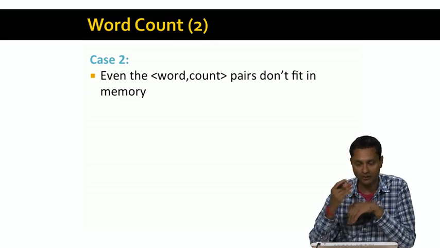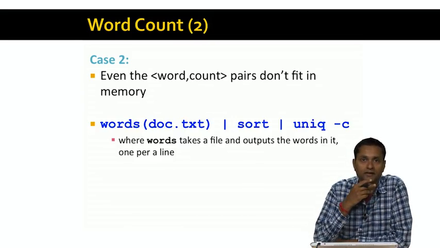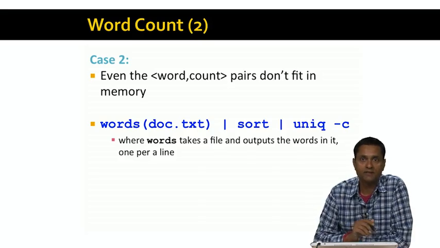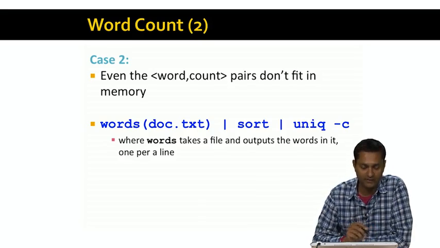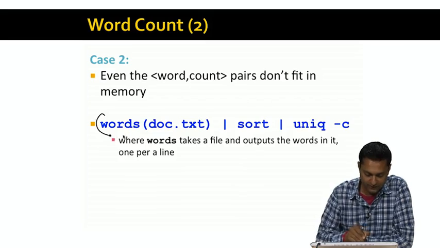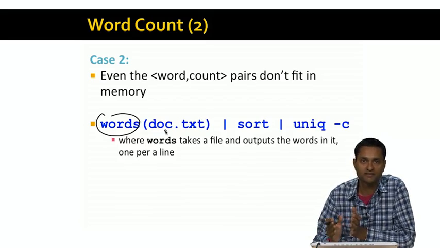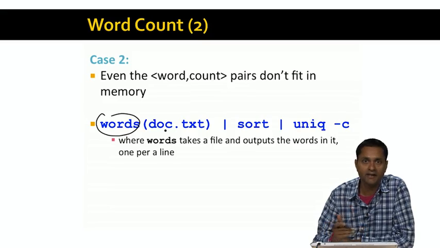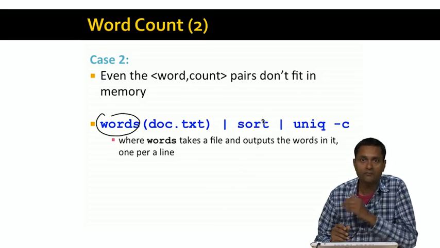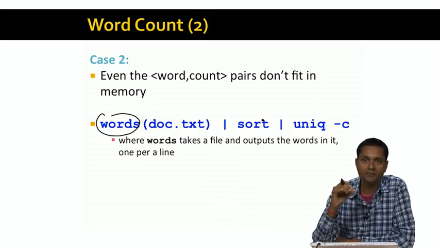So here's how I would go about doing this. This is a Unix command line way of doing it. Here the command words is a little script that goes through doc.txt, which is a big text file, and it outputs the words in it, one per line. And once those words are output, I can pipe them to a sort, and the sort sorts the output of that.